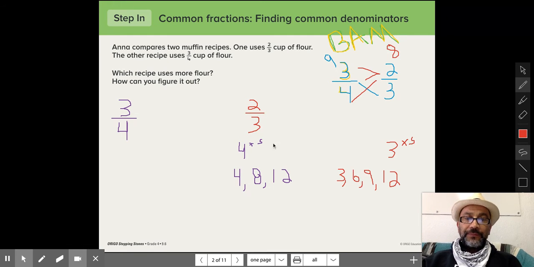For example, 4 timetables is 4, 8, 12. I stopped there because I found the common denominator. They both have 12 in the multiples, in their multiplication tables. 3 is 3, 6, 9, 12. So what you do is you're going to put your 12 here. You're going to put your 12 here because that's the common one. That's the one you found out. And then you start finding out what's equal to this.